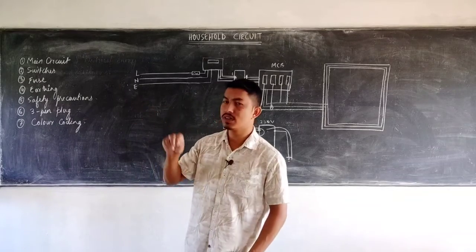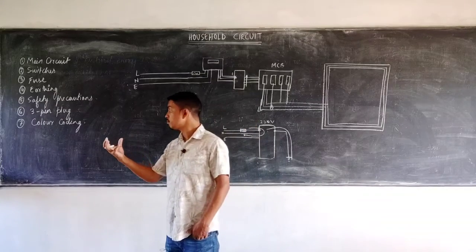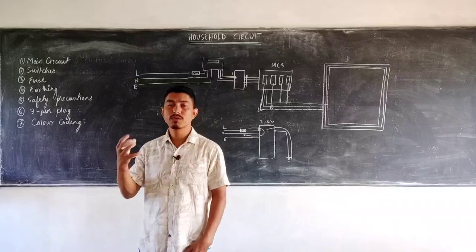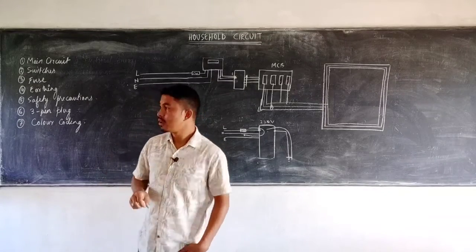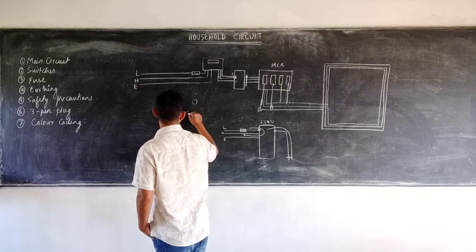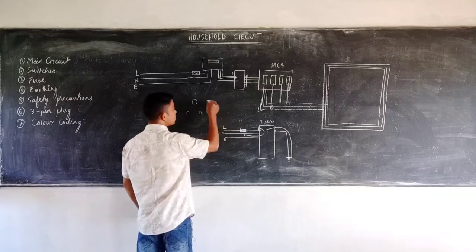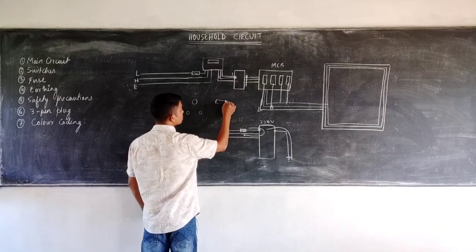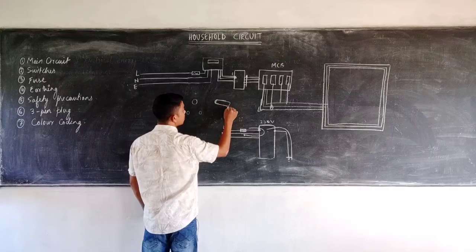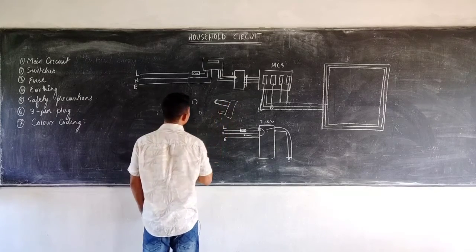We usually have a 3-pin and a 2-pin. So we have a socket and a plug. In the socket, you must have noticed that the upper hole is usually larger than the lower two, and in the plug in which it fits, the earth pin is a little bit thicker. The lower ones are a little bit thinner and shorter also.